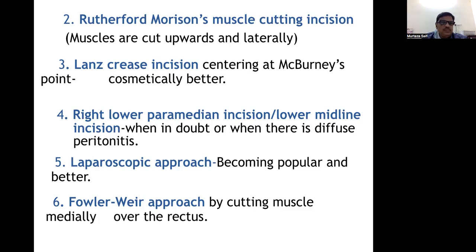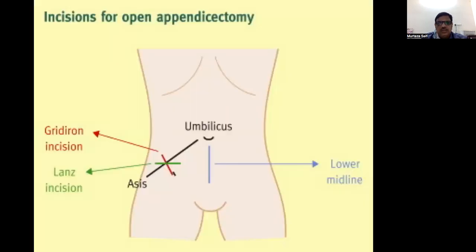Right lower paramedian incision, lower midline incision when in doubt or when there is a diffuse peritonitis. We do mainly a lower midline incision. Laparoscopic approach is becoming popular and better, and Battle's approach by cutting the muscle medially for the rectus.